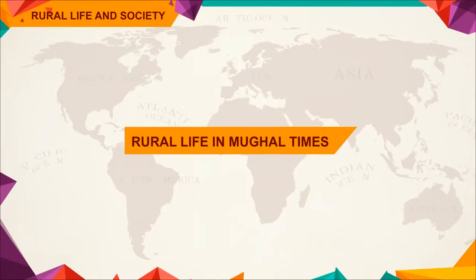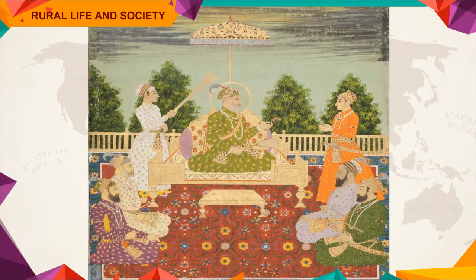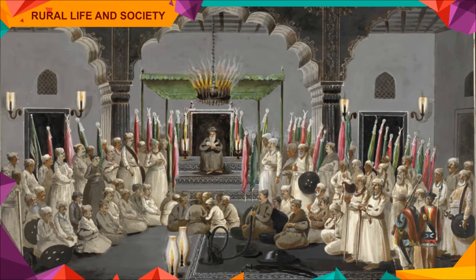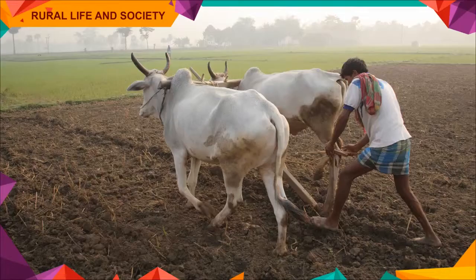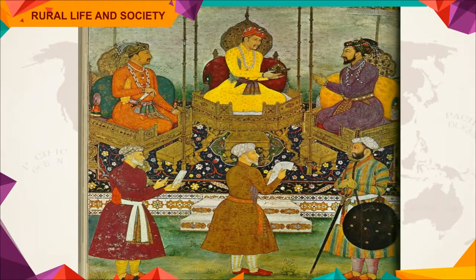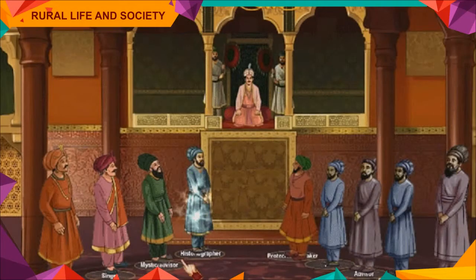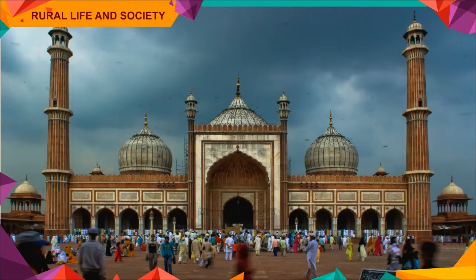Rural life and society. Rural life in Mughal times. During the Mughal period, there were three types of land. The land given to mansabdars as Jagir was cultivated and its produce sold to get the income for the mansabdar. The Khalisa land was owned by the emperor and the cultivators paid 1/3 of the produce as tax. The Inam lands were tax-free, charitable lands given to mosques, temples, etc.